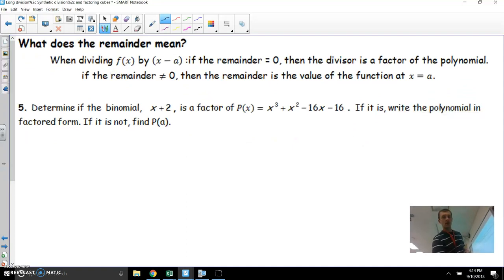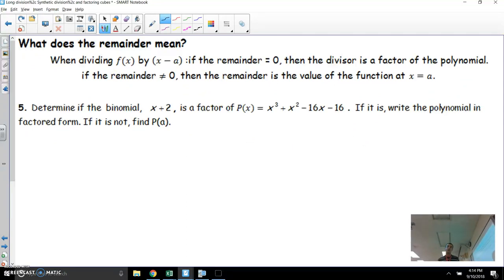So let me read the problem. It says, determine if the binomial x plus 2 is a factor of this P of x expression they give us, the cubic. If it is, let's write that polynomial in factored form, and if it's not, then let's plug in negative 2 and see what you get out.